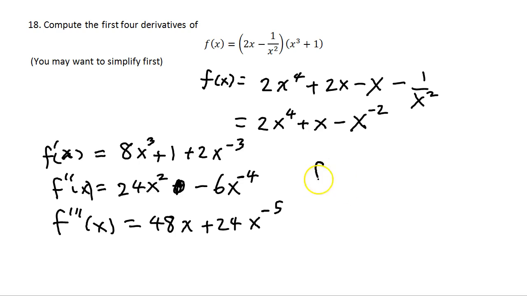And then finally, the fourth derivative. Sometimes if you have too many derivative signs, then you can just instead use parentheses with that number. So if you differentiate 4 times, that's 48. Negative 5 gets multiplied to 24, that's negative 120. And subtracting 1 gives you negative 6. So those are the first 4 derivatives.